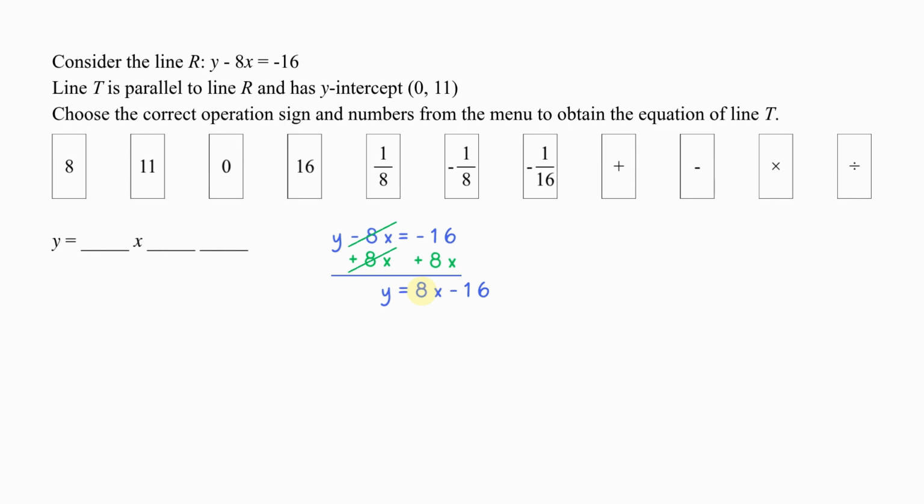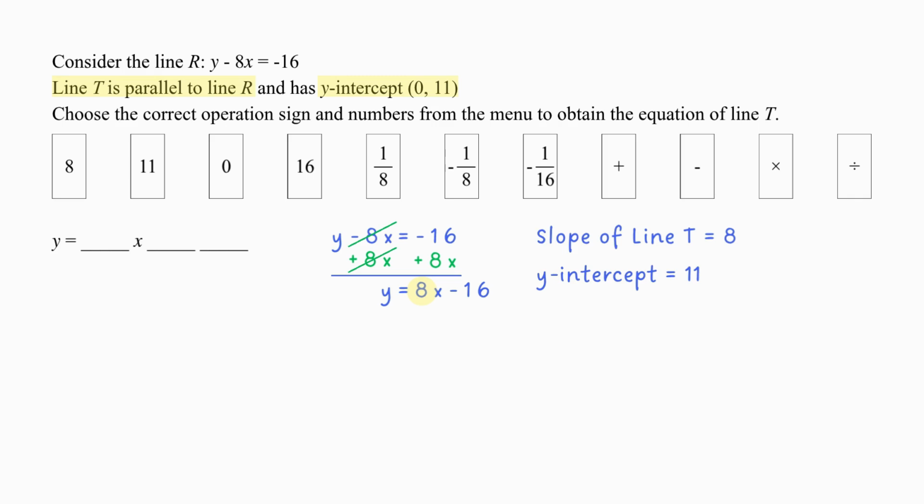Find the slope of line T. The problem says line T is parallel to line R. Parallel lines always have the exact same slope, so the slope for line T is also 8. Find the y-intercept of line T. The question states the y-intercept is (0, 11). This means the y-intercept is 11.